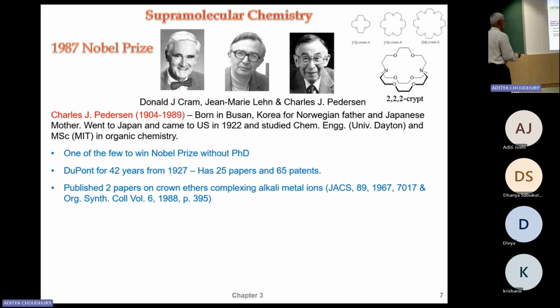He also worked at DuPont for 42 years from 1927. He has 25 papers and 65 patents. Of those, he published two papers on crown ethers. One, a single-author paper in JACS, won him the Nobel Prize. He published only one paper relevant to his Nobel Prize. And the second paper, he got in 1988, but he died in 1987.